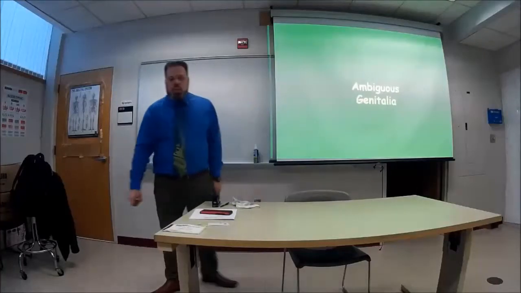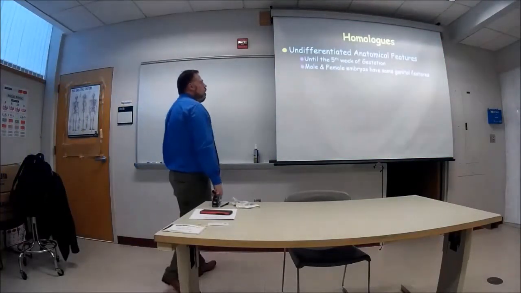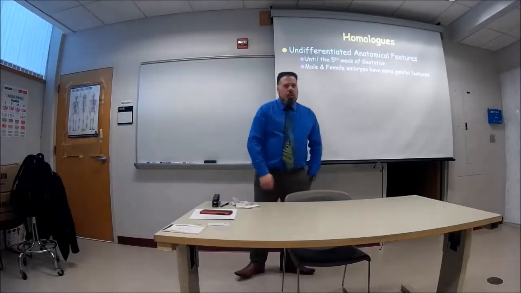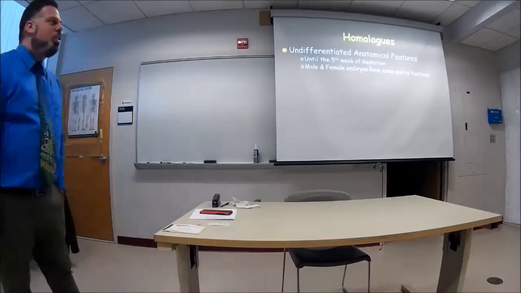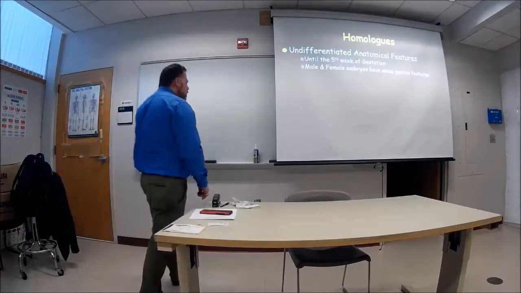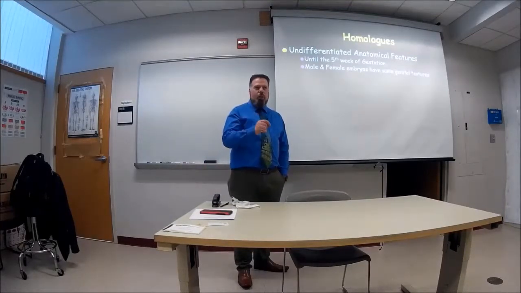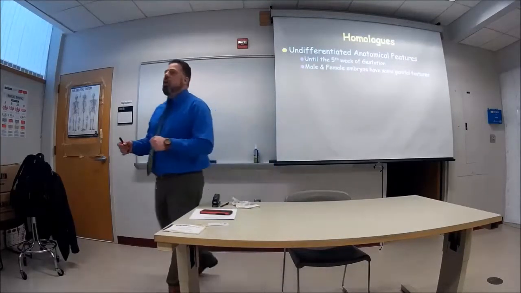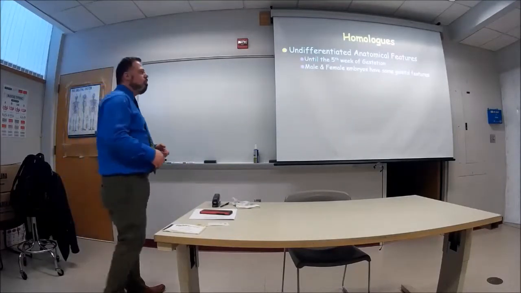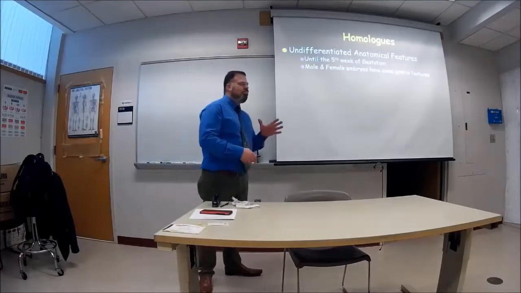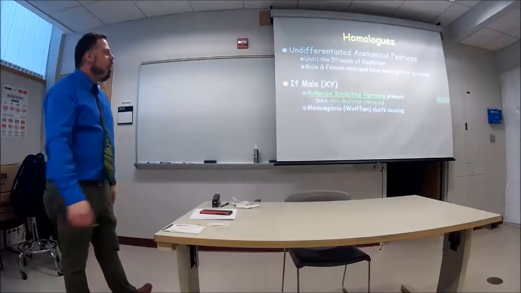Ambiguous genitalia. Let's talk about this. Interesting stuff. So we have something called homologs, which I talked to you about before. Up until about 5 weeks of gestation, you can't differentiate if that embryo is male or female. In fact, it will look more female than male. So something happens at 5 weeks, but up until 5 weeks, the general features look the same.